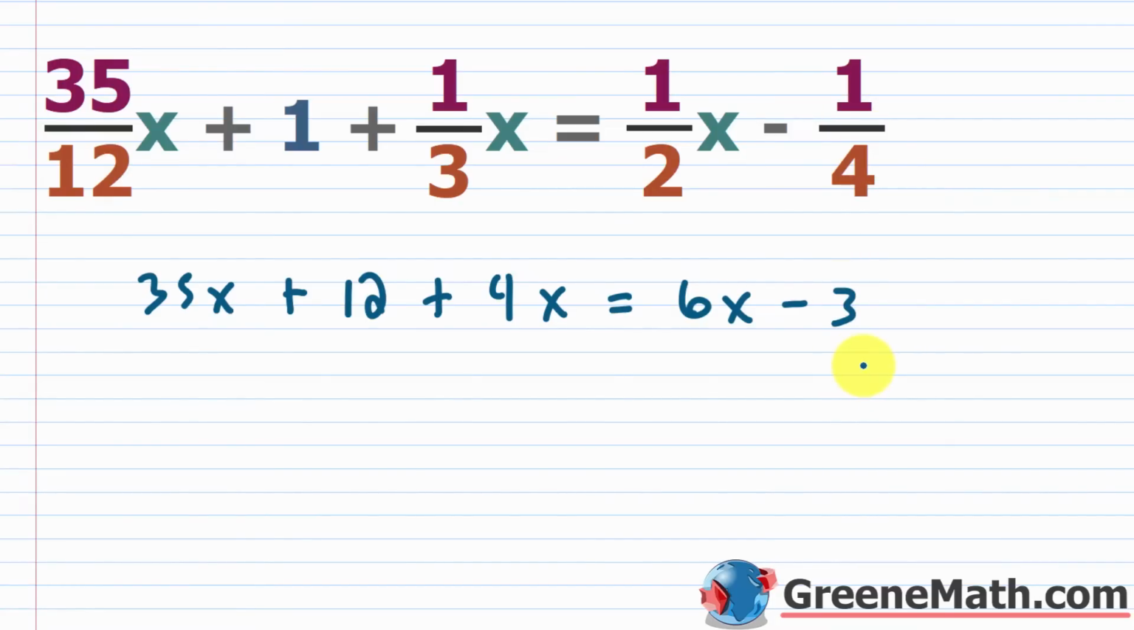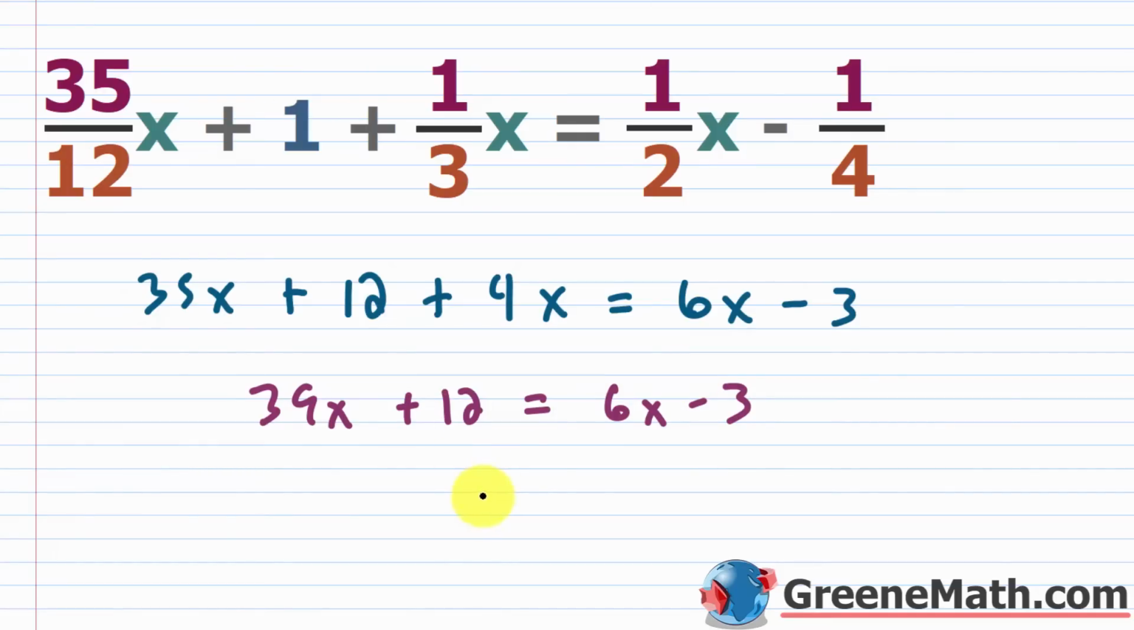Okay, again, if that's a little too fast for you, you can always pause the video and show it as being multiplied by each guy here and then go through the cancellations and the simplifications from there. Okay, so what I want to do now is combine any like terms. 35x plus 4x would give me 39x, and then plus 12, and this equals 6x minus 3.